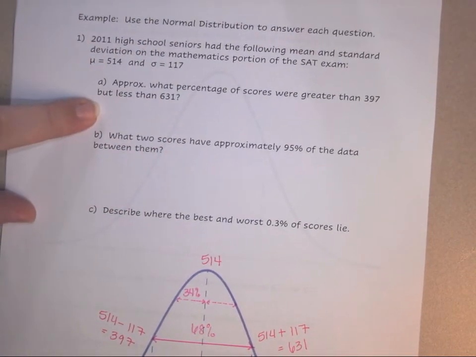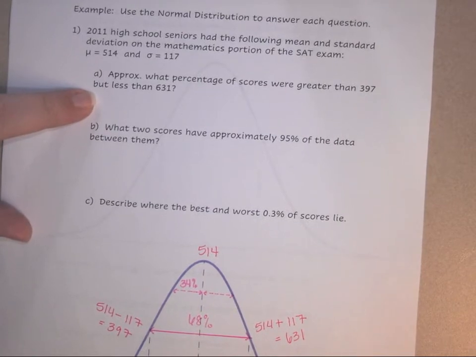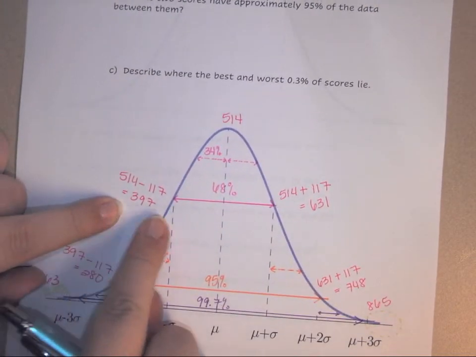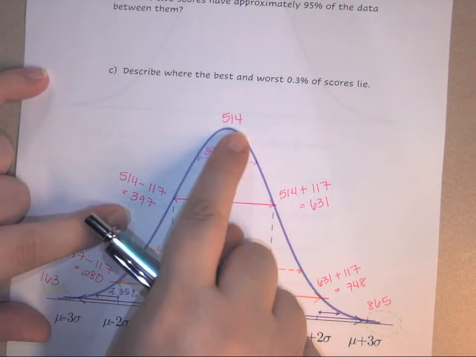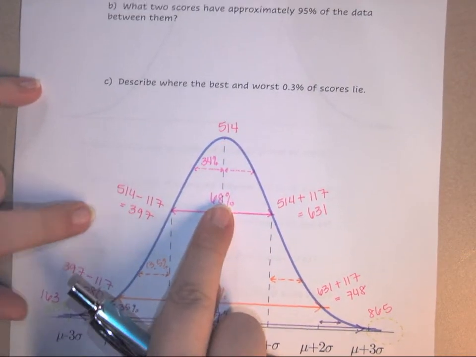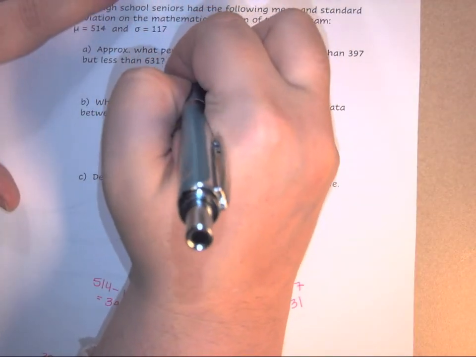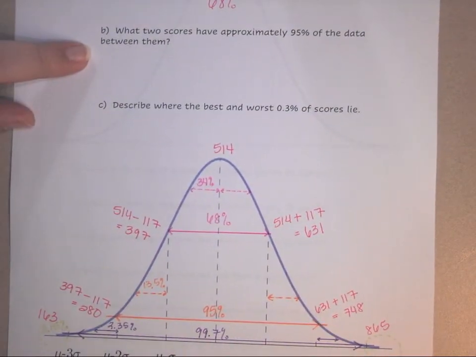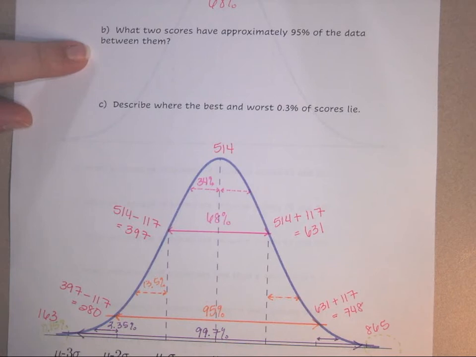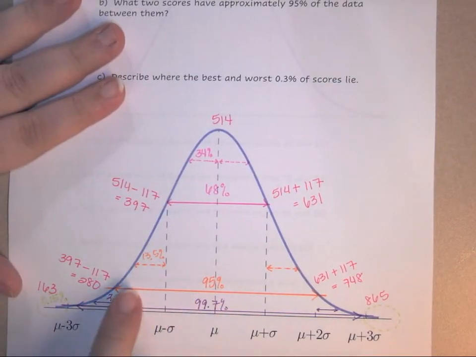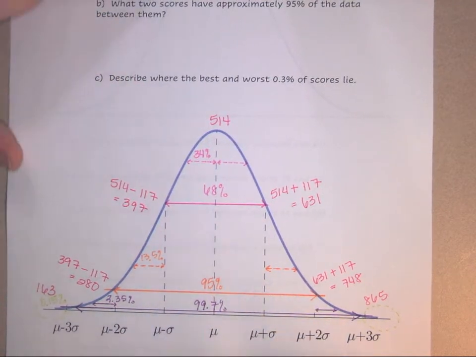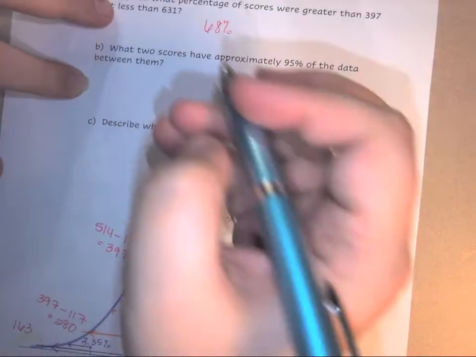So here my first question wants to know the approximate percentage of scores that were greater than 397 but less than 631. So we're looking at 397 to 631, and the percentage of scores that falls in there is going to be 68. So this is 68%. The second one says, what two scores have approximately 95% of the data between them? Looking at it, my 95% is going to fall between two standards. So this is going to be 280 to 748.